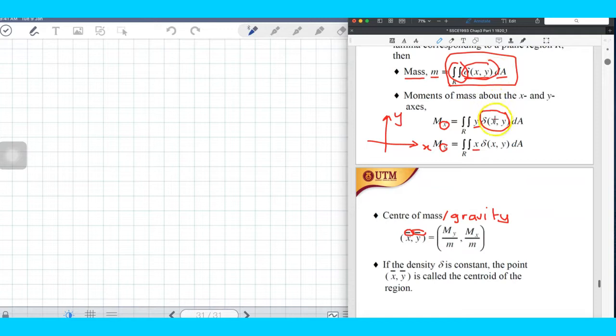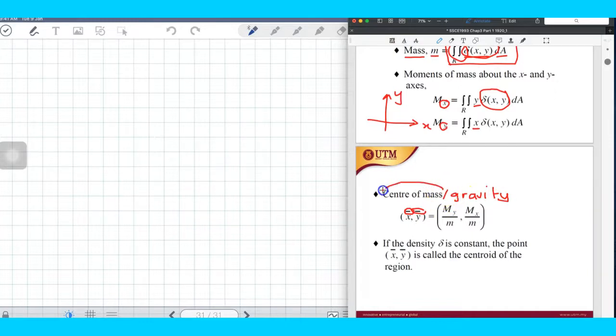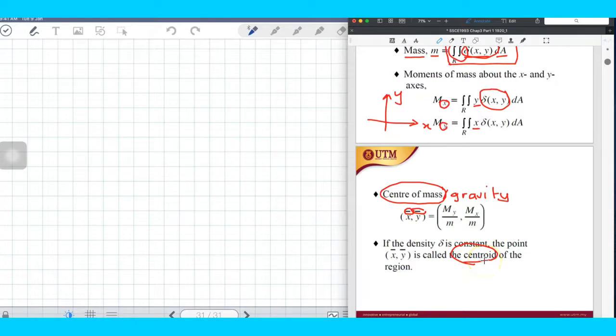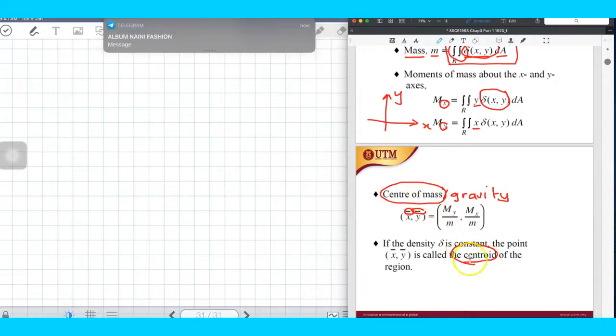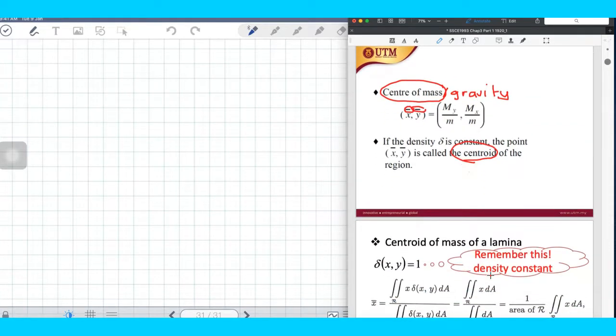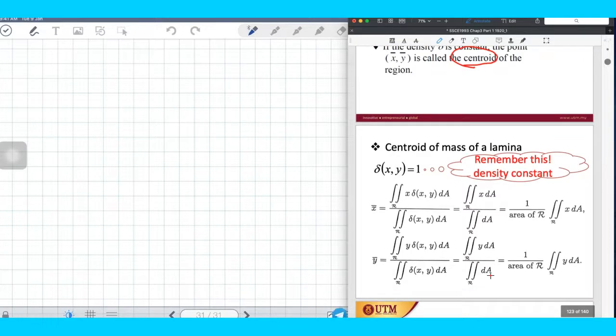So if your density function is constant, whether it is equal to 1 or equal to k, the term which is namely the center of mass, we can say that this one is a centroid. So it is just a name, okay, but the procedure is the same. So if our density is constant, then the center of mass becomes the centroid. Okay, so maybe the instruction says find the centroid of the given region. So we know that the density function for this problem is constant.